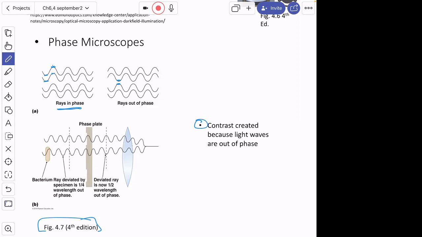So if you can get the light to be out of phase on the edges of the specimen, then you're going to be able to see how that specimen stands out from the background. There's what's called a phase plate inside of the microscope to knock those light rays out of phase a little bit better, so that we have good contrast. So good contrast without staining. And once again, because we don't need to stain, we can view cells that are alive.